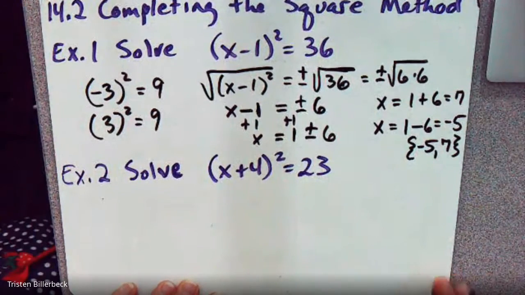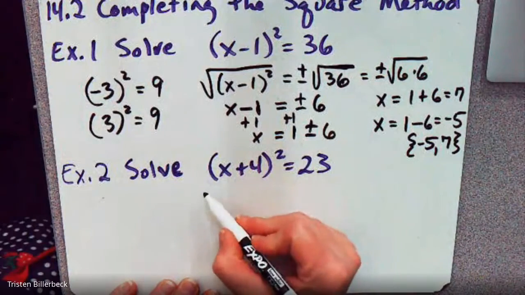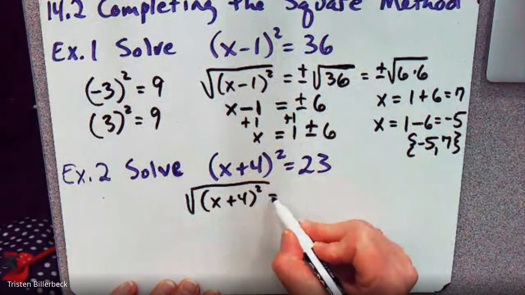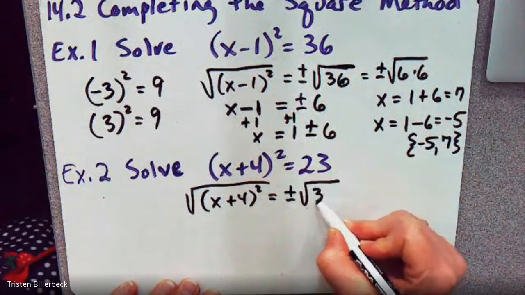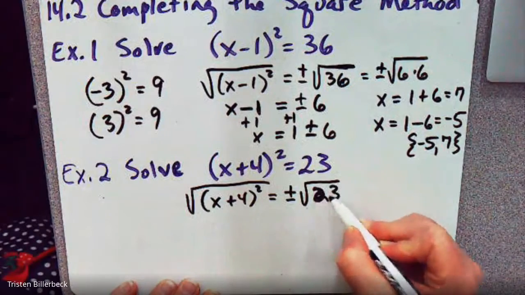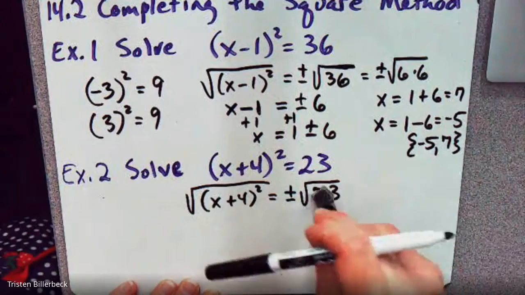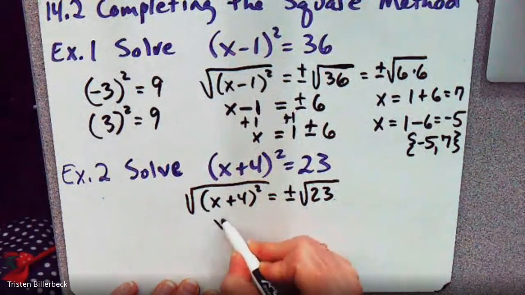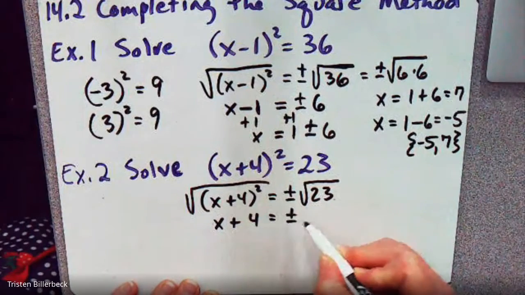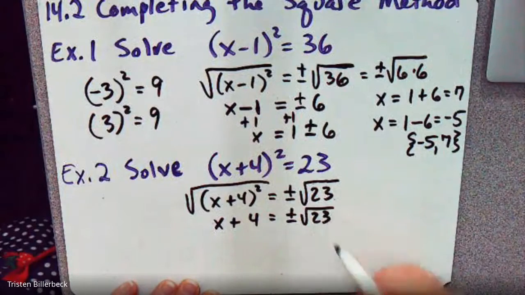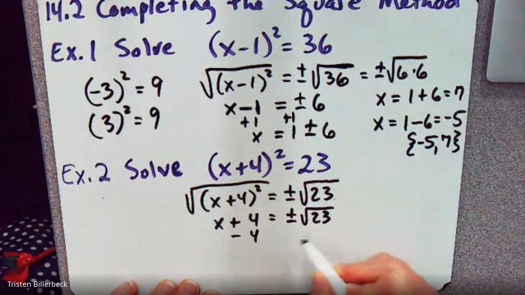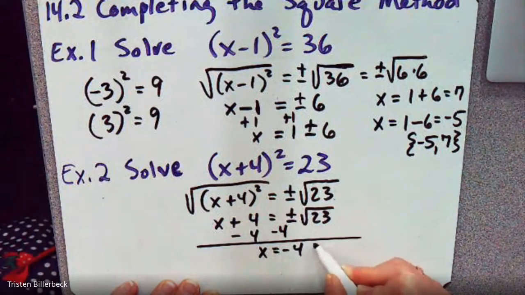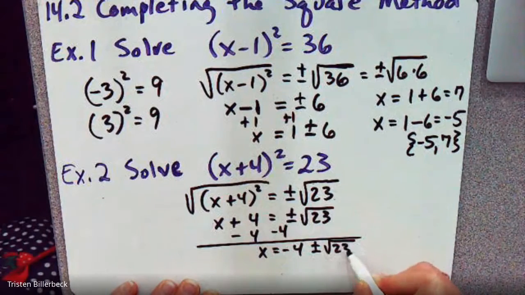Isn't that crazy? Okay, so let's do the same thing here. We're going to take this (x plus 4) squared, so we're going to take the square root. We have to remember that when we take the square root of 23, this could be a plus or minus. So we have x plus 4 equals plus or minus the square root of 23. We can subtract 4 from both sides, and that gives us x equals -4 plus or minus the square root of 23.